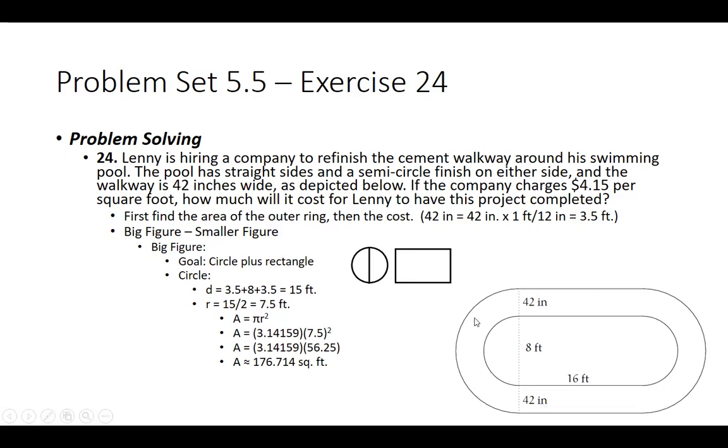That means, just like before, the outer ring is what we're interested in. The outer ring here is the walkway. If the company charges $4.15 per square foot, how much will it cost for Lenny to have this project completed? So first we have to find the area of the outer ring, then we have to find the cost.